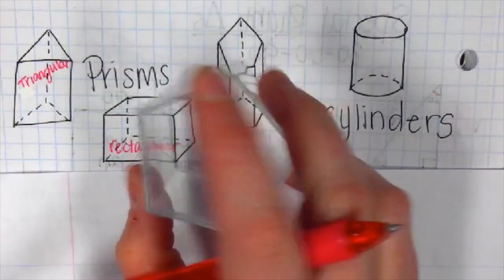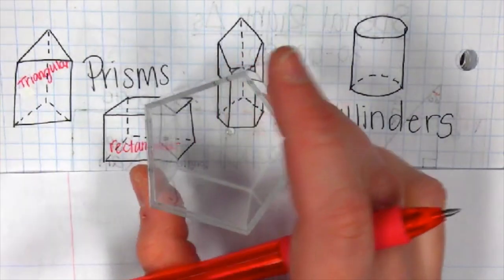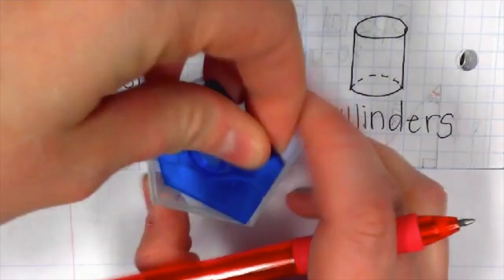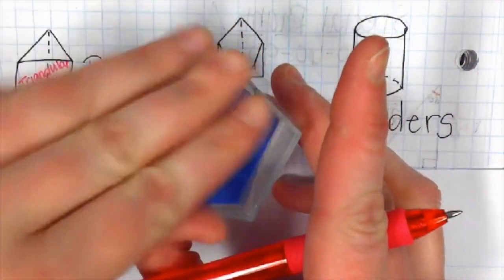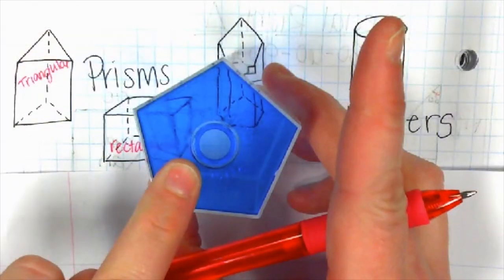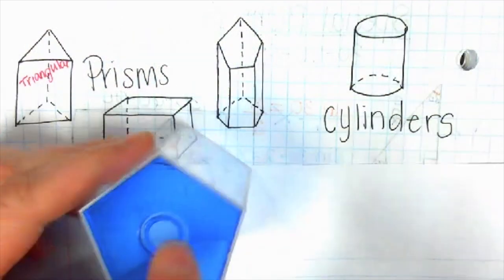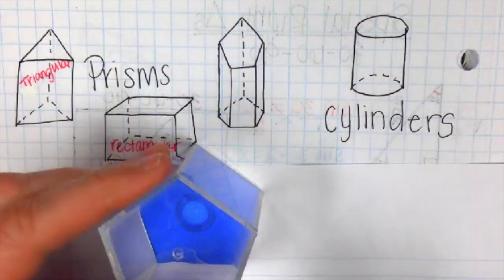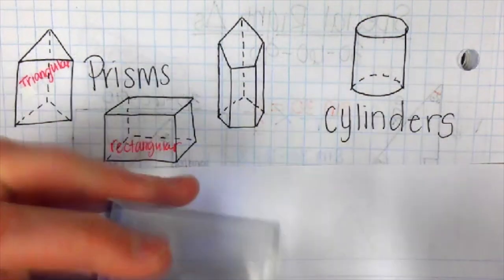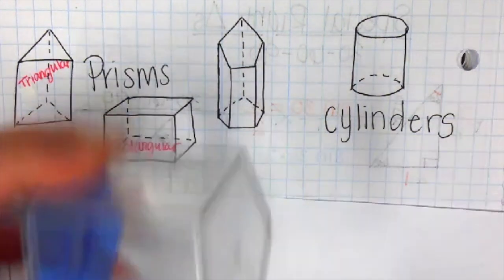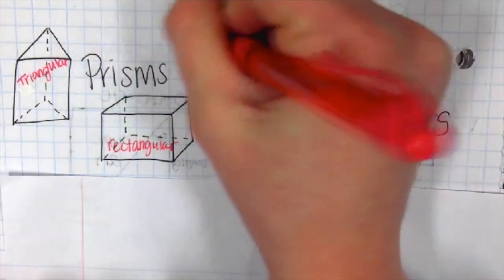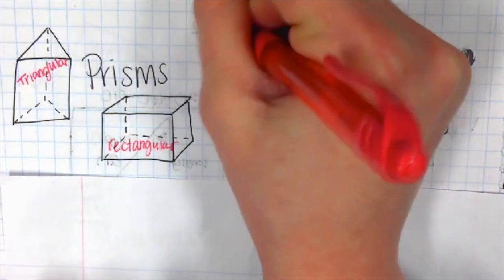This one, and I don't have the end on it, is a pentagonal prism. So notice the top is a pentagon, the bottom is a pentagon, and then all of these sides are rectangles. So this is a pentagonal prism.